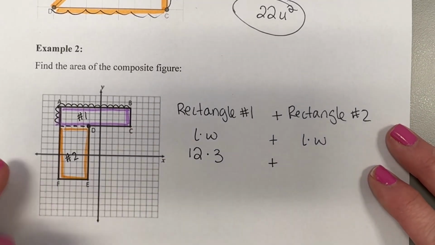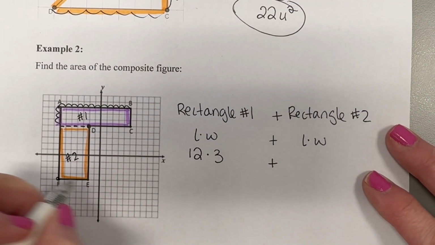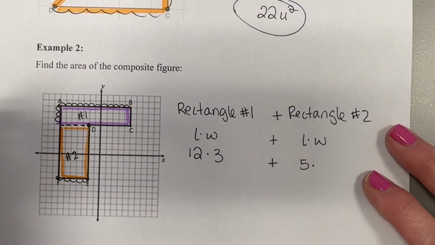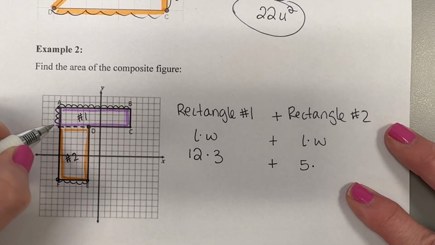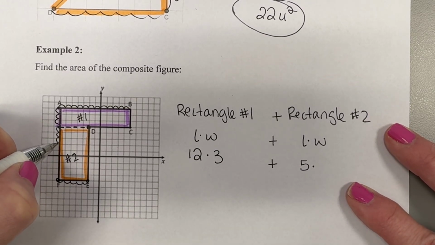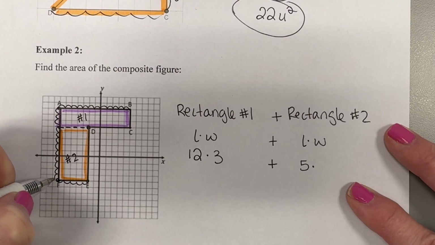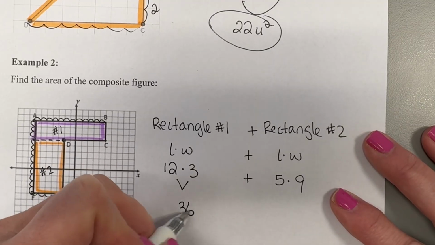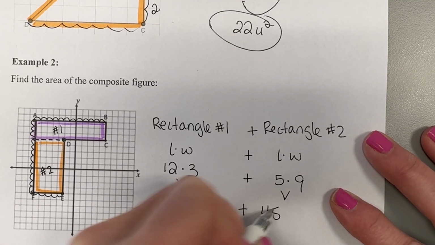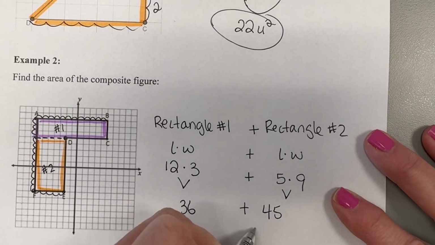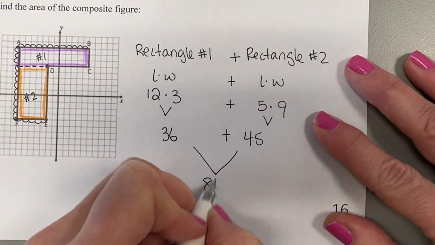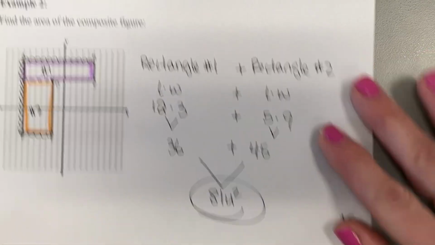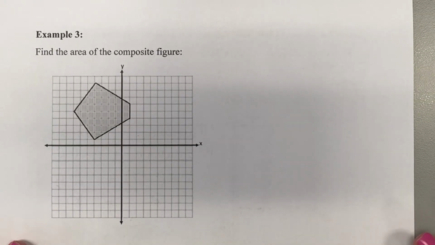Now for rectangle 2, the length, I'll do it down here from F to E. 1, 2, 3, 4, 5. And the width, right here. 1, 2, 3, 4, 5, 6, 7, 8, 9. So 12 times 3, 36. 5 times 9, 45. 45 plus 36 makes 81 units squared. So hopefully this is making sense. There is one more. There is example 3 here.